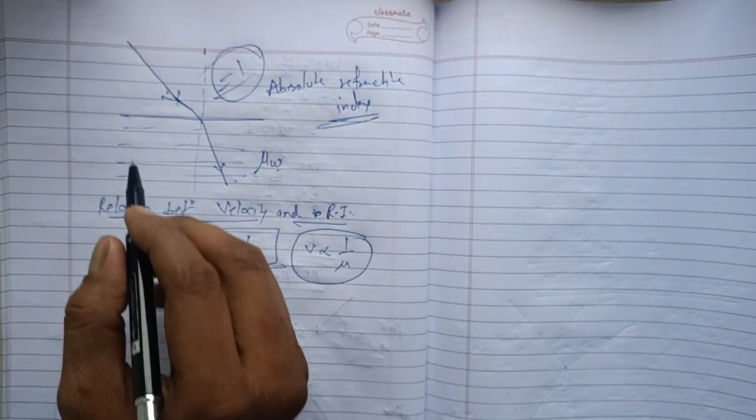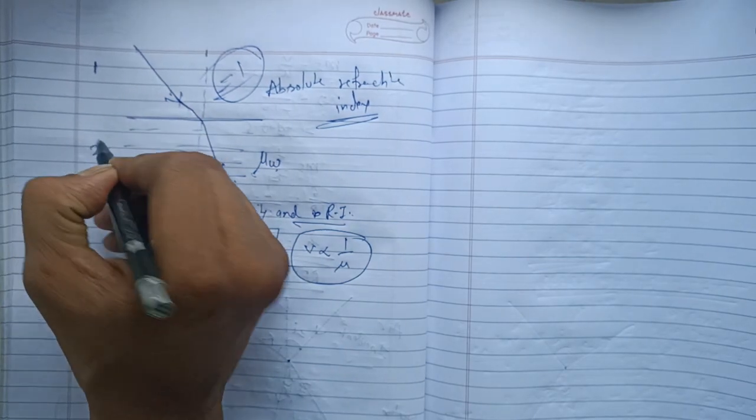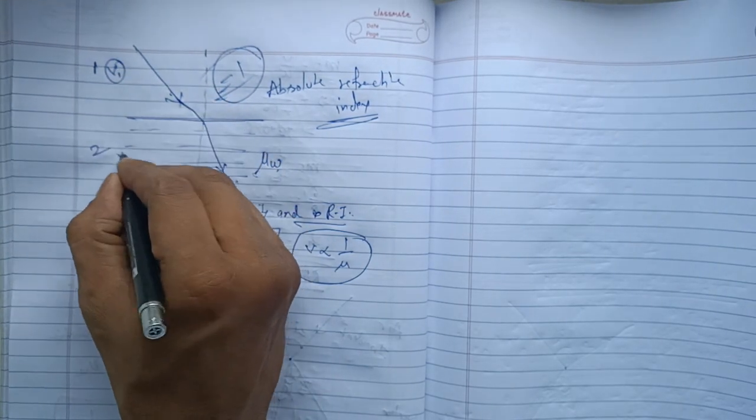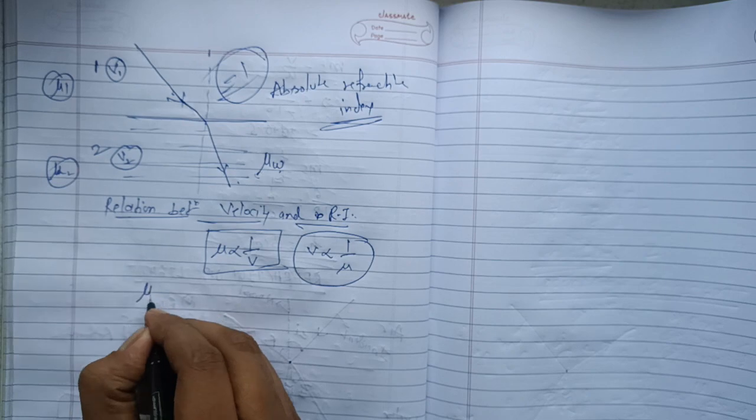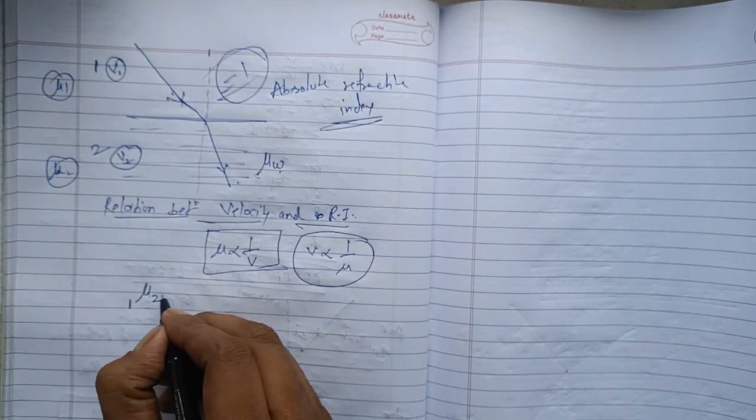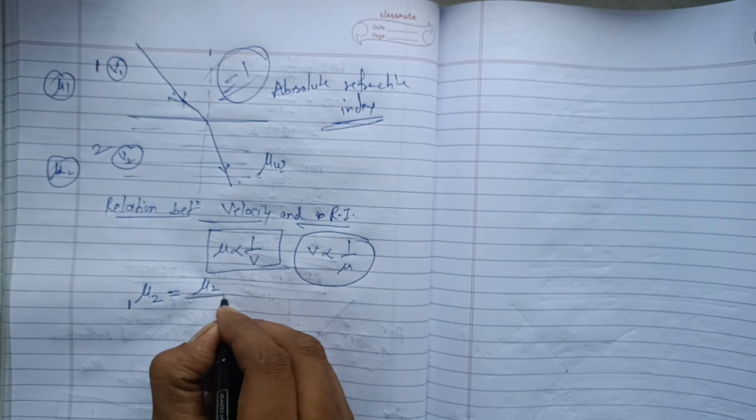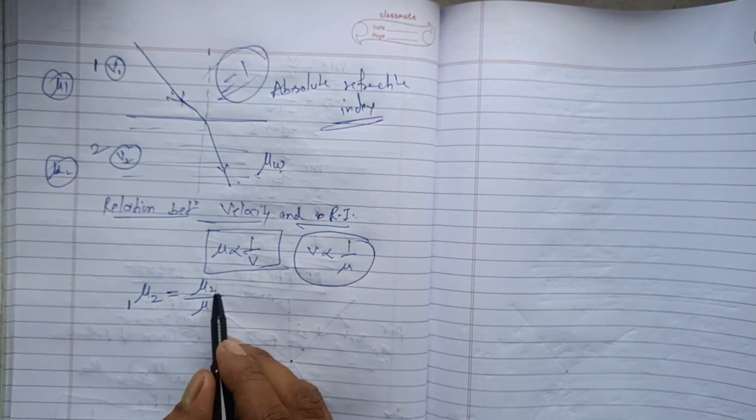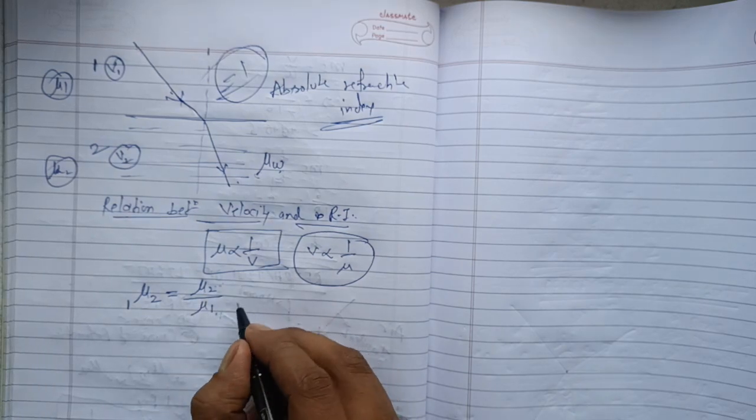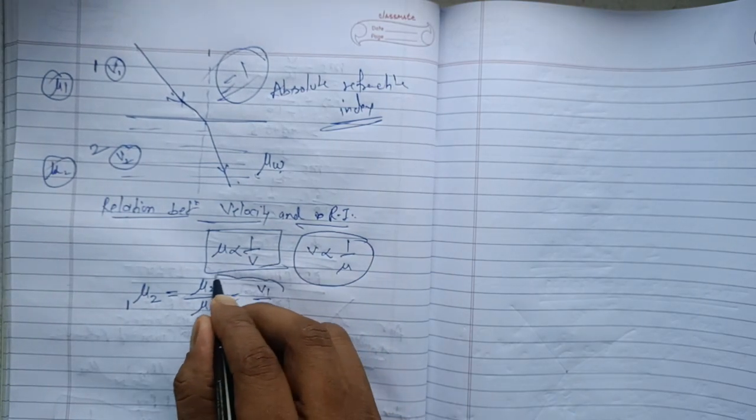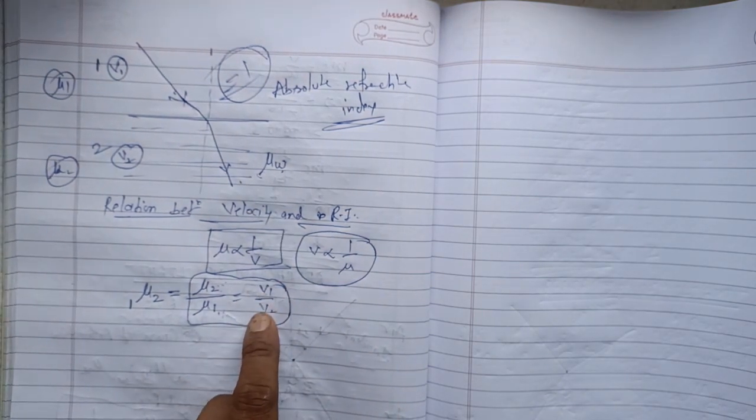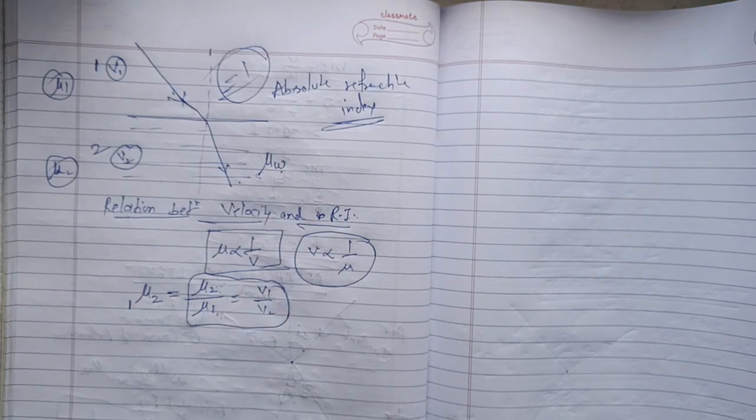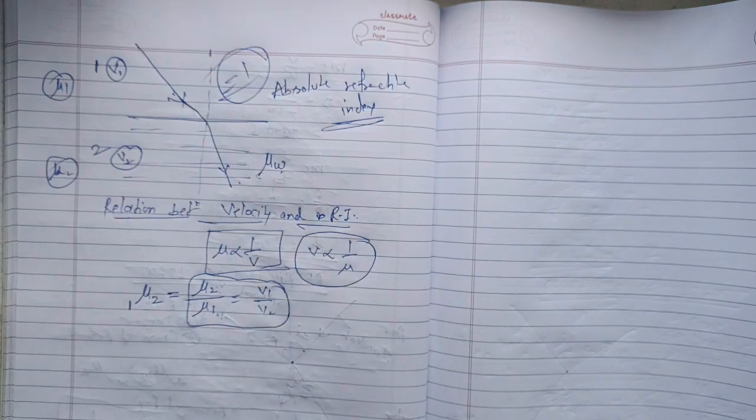Suppose this is medium 1, this is medium 2, the speed of light here is V1, here it is V2, the refractive index is mu1, here it is mu2. When the light is going from medium 1 to medium 2, we find the refractive index of medium 2 with respect to medium 1, which we can write as mu2 by mu1. Here mu2 and mu1 are the absolute refractive indices of those mediums, which may be written equal to V1 by V2. You can see that when I write 2 by 1, it is 1 by 2 in case of velocity. So we can simply say that refractive index of light and velocity of light are inversely proportional to each other.